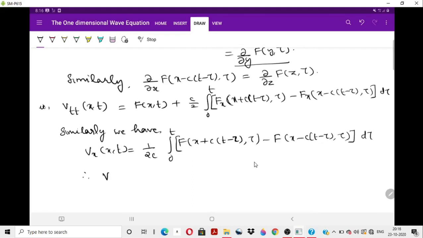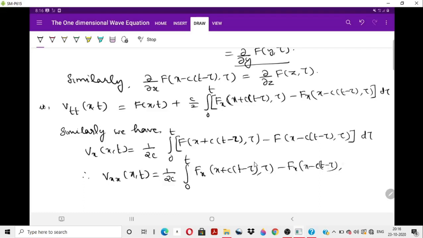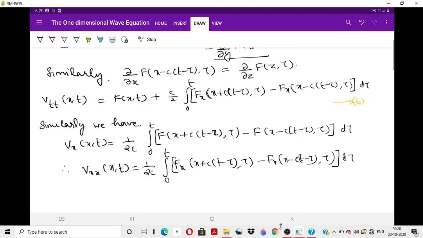Therefore, Vxx at x, t is equal to 1 by 2c into integral 0 to t of fx of x plus c into t minus tau comma tau minus fx of x minus c into t minus tau comma tau, into d tau. Thus we have Vxx and Vtt given by equation number 6, and let this be equation number 7.